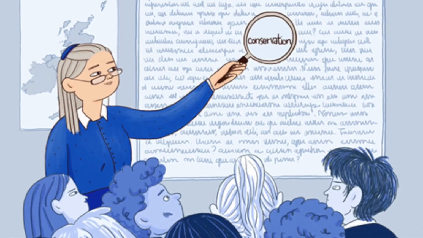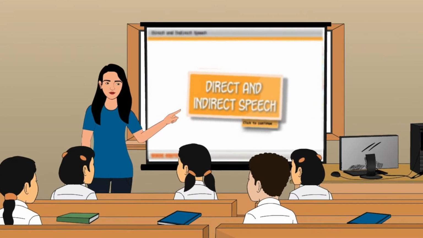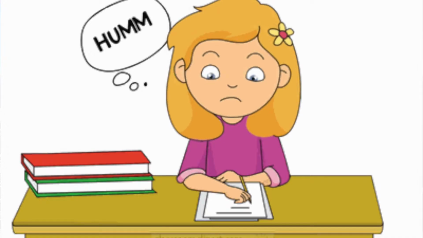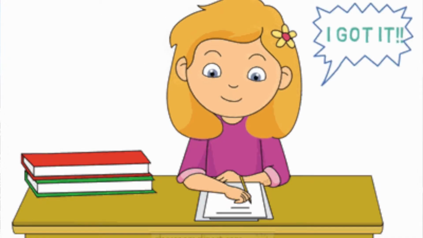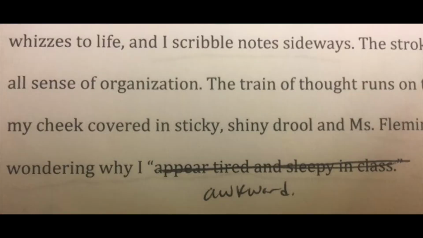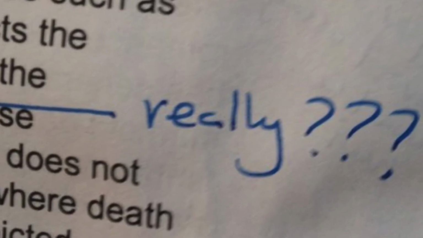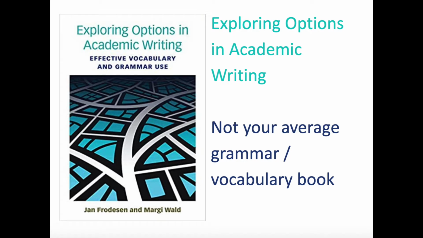As teachers, we present students with new vocabulary and grammar structures all the time, and then students use that vocabulary and grammar. But oftentimes, it just comes out strange. So, how can we help our students make more appropriate choices with their language use? The key is to build their metalinguistic awareness, and that's where exploring options comes in.